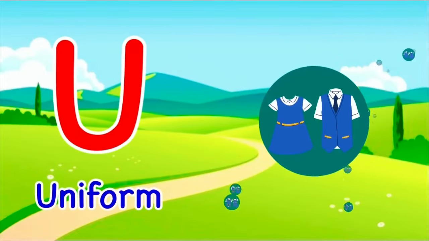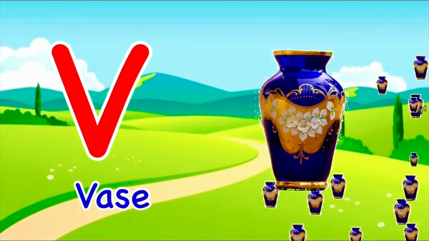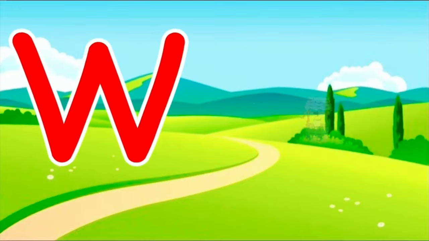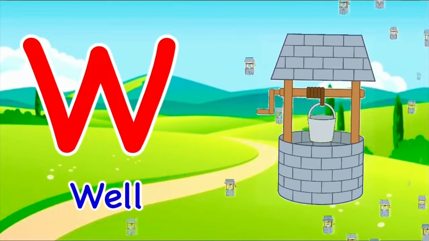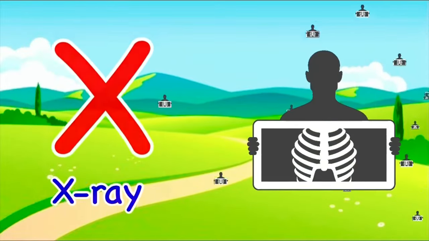U for uniform. V for vase. W for well. X for x-ray.